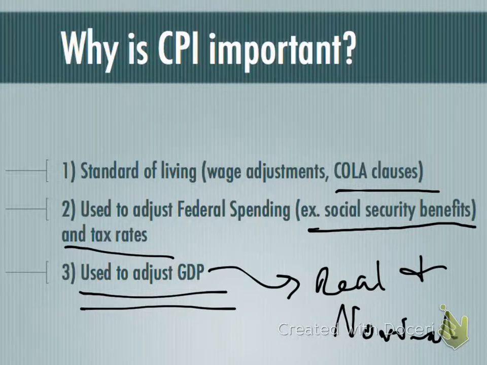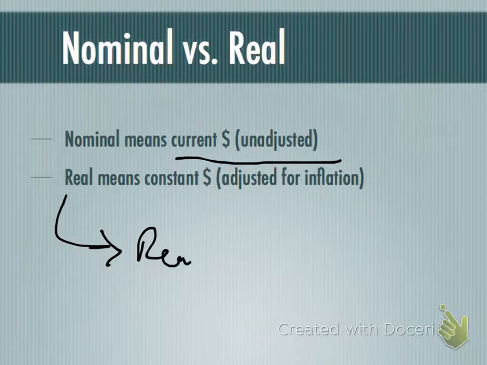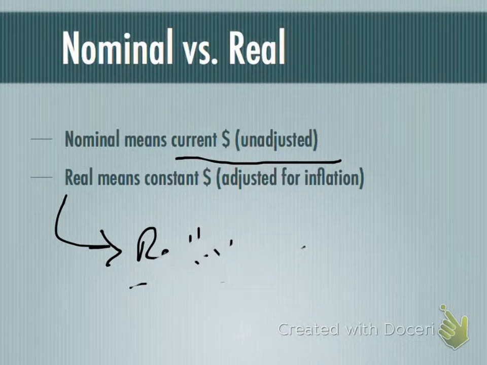That says nominal. That looks terrible. Nominal. Okay, the simplest way that I know how to describe this, nominal, meaning name only, is just current dollars. And when I say unadjusted, I mean unadjusted for inflation. And real means how much do we really have? Okay, it is adjusted for inflation.